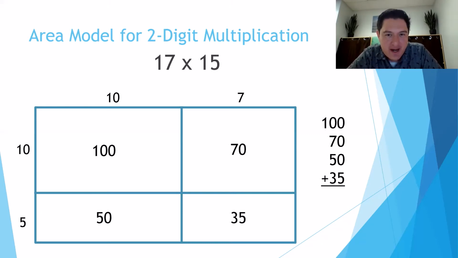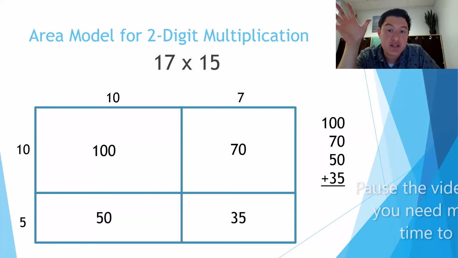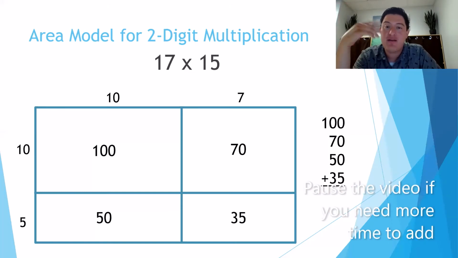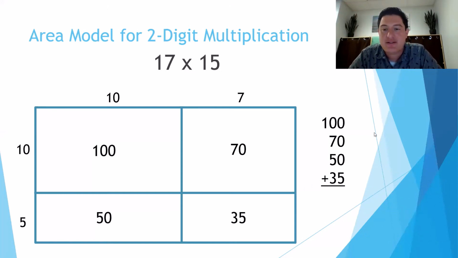So take a moment right now in your packet. Figure out that math. Figure out that addition. What's 100 plus 70 plus 50 plus 35? Okay, if you need more time, pause the video right now. But what I got is 225. All right. So we just practiced multiplying 2-digit numbers with each other.